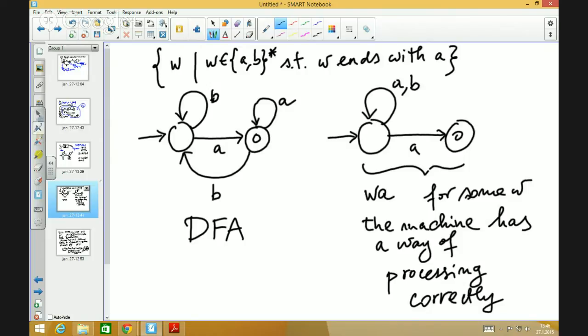So that's the criterion for acceptance now. If the machine has a way of reading the whole input string and landing in an accept state, there could be lots of other ways of doing it wrong, but if the machine has a way of doing it right, it will accept the string. Okay, your colleague is saying, then he could try all the possibilities. That would be how you simulate an NFA. But it doesn't have to try because it has the power of magic. It has the oracle. It will zoom in to the right way of doing it if you can.